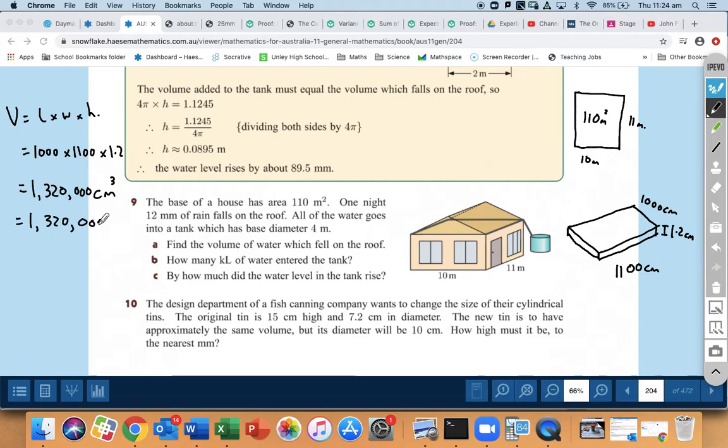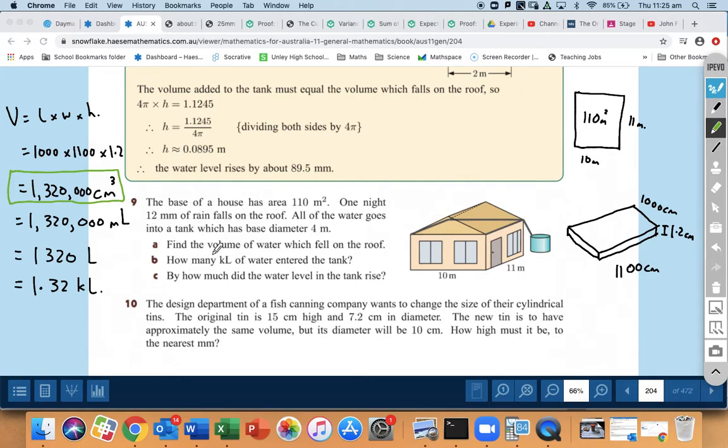Now, in terms of litres, if we remember that a cubic centimetre is the same as a millilitre. So this is a volume, this is a capacity, but the units are equivalent. There are 1,000 millilitres in 1 litre, so this would be 1,320 litres. There are 1,000 litres in 1 kilolitre, so this would be 1.32 kilolitres. So, find the volume of water that fell on the roof. We should be using this number here for volume, centimetres cubed.